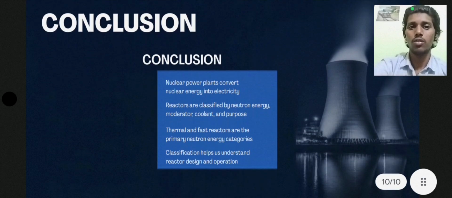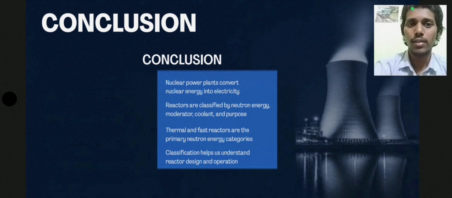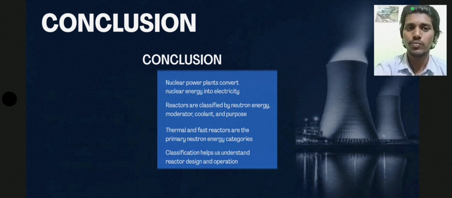As a conclusion, nuclear power plants convert nuclear energy into electricity. Reactors are classified by neutron energy, moderator, coolant, and purpose. Thermal and fast reactors are the primary neutron energy categories. Classification helps us understand reactor design and operation.